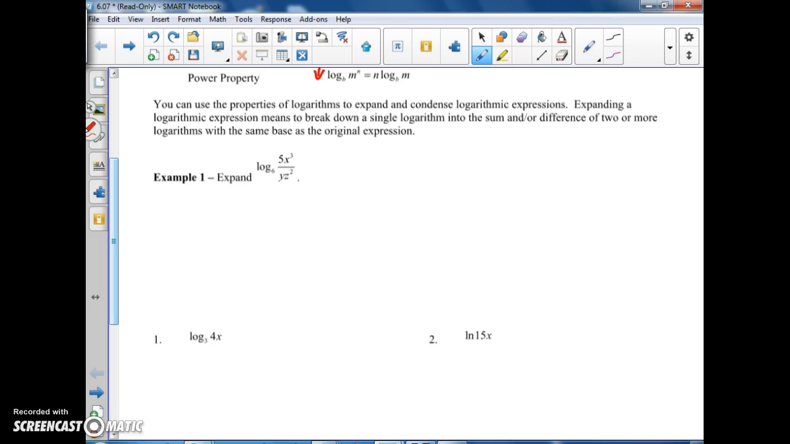Okay, so look at example number 1. You've got log base 6 of 5x cubed over yz squared. What you're doing is taking a small little logarithm and expanding it out into a very long, drawn out problem. And the reason we do this is because that then helps us to solve them later. Okay, so here we go. Look, log 6 of 5x cubed divided by yz squared. Division means subtraction, so look what I'm going to write down.